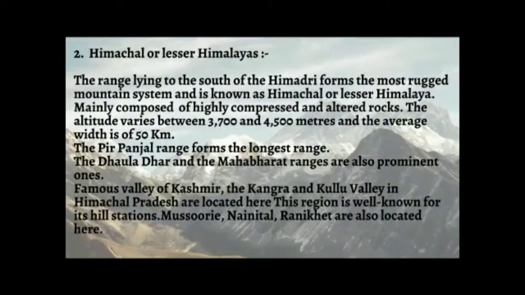Now we will talk about the middle Himalaya, that is the Himachal or Lesser Himalaya. The range lying to the south of Himadri forms the most rugged mountain system and is known as Himachal or Lesser Himalayas. They are mainly composed of compressed and altered rocks. The altitude varies between 3700 and 4500 meters. That means their height is less than Himadri, not equal to Himadri. The average width is 50 kilometers. So this second layer is about 50 kilometers in width.